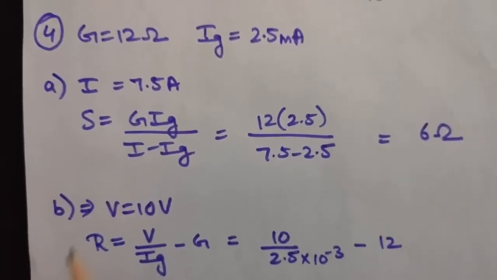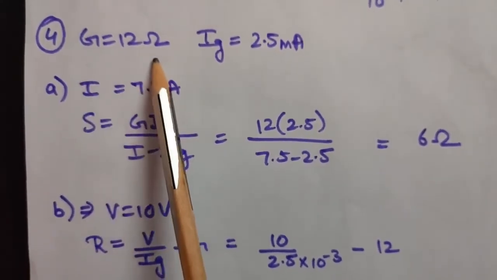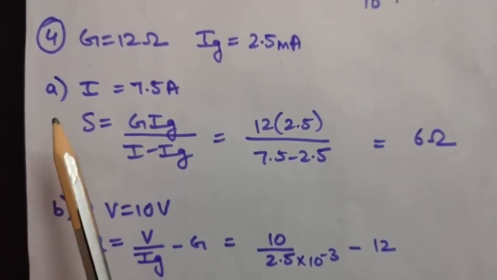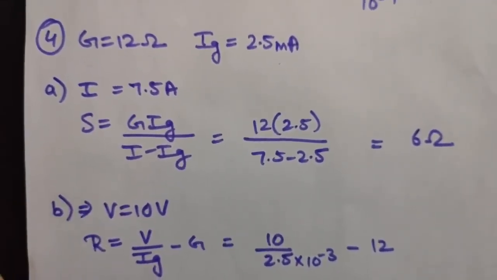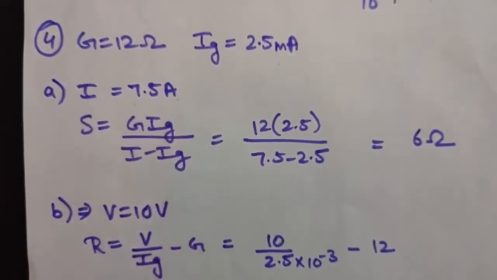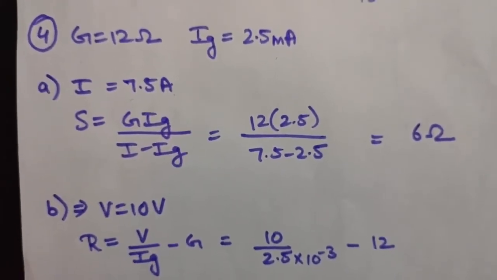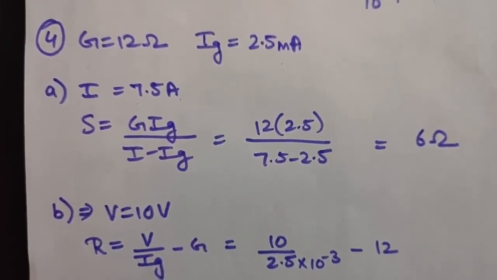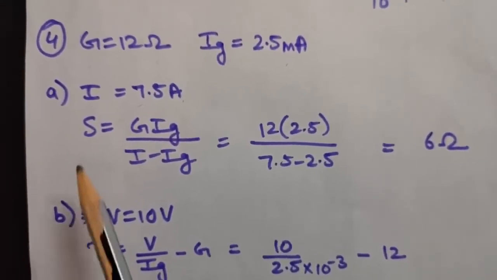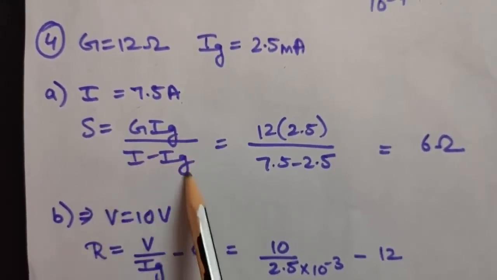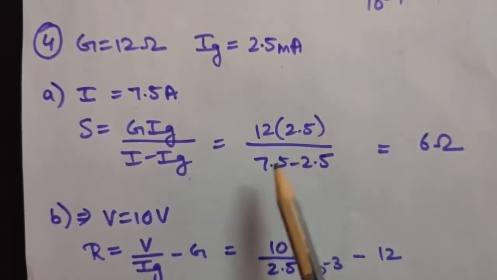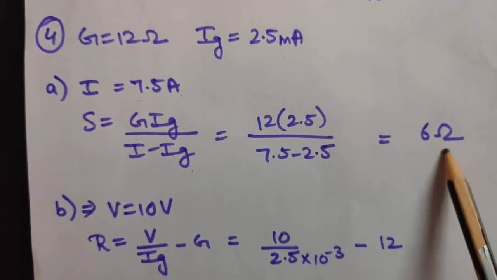Okay, in the fourth question, a galvanometer is there whose resistance is 12 ohms and the current for full scale deflection is 2.5 milliampere. It is asked what you can do to convert it into an ammeter of range 0 to 7.5 amperes. So I is given to be 7.5 ampere. Now you know to convert a galvanometer into an ammeter, we have to apply a resistance in parallel. So let us calculate that formula, which is S equals G Ig upon I minus Ig. This you have done in your theory lectures. So just put all the values, G Ig upon I minus Ig. So you will get the answer to be 6 ohms.